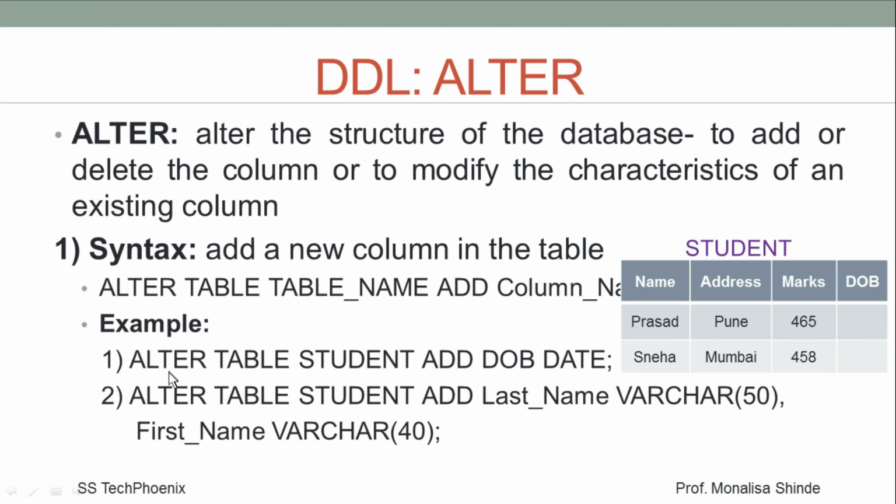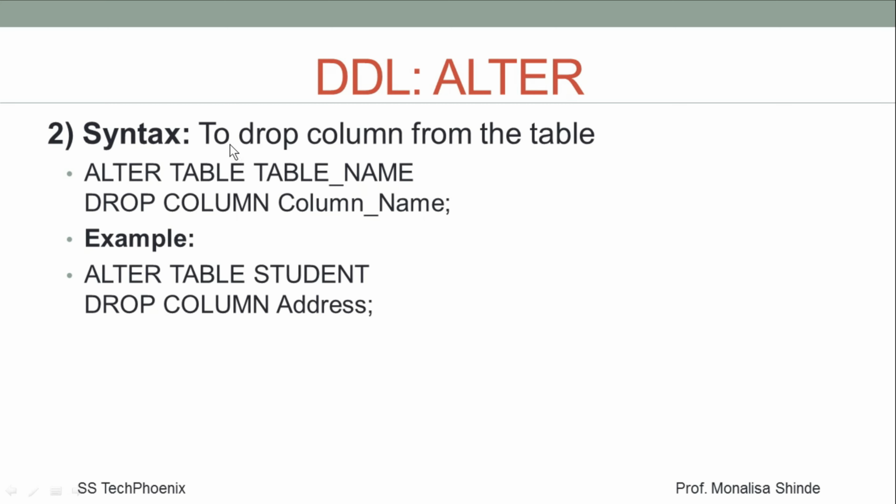Just like that, we can add multiple columns at a time. Like in the same student table, we can add two columns. Last name, meaning last name of the student, and first name, and we can add many more columns in a single query. Next, we can delete columns from the table using the alter command.